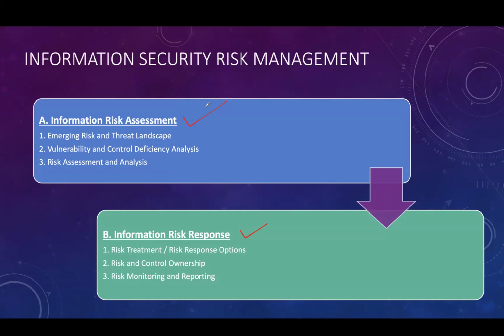Now the next is information risk response. Once we have all the risks in place and know what the risks in our business environment are, what we need to do is treat the risk. What are we going to do about that risk? Are we going to keep it the same, but then the business might get into a loss, and we cannot afford that? And then the ownership of risk, and then how to monitor and report the risks. So risk management is always divided into two phases: one is risk assessment and then risk response.